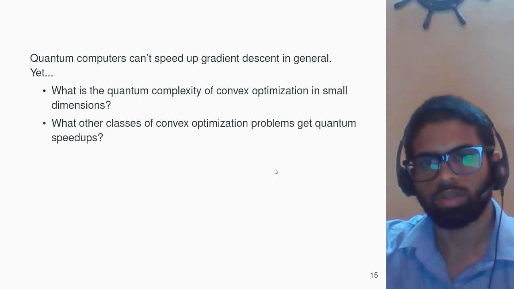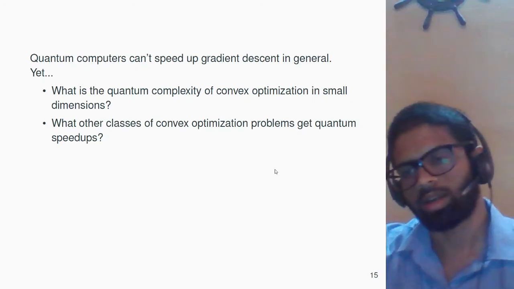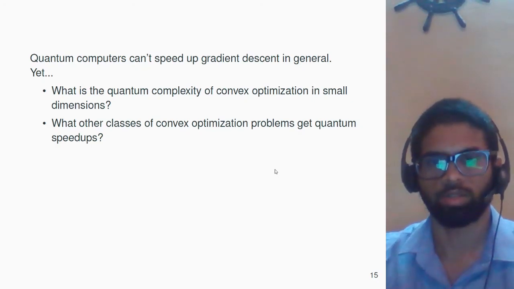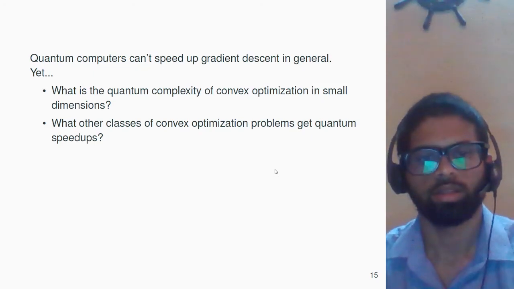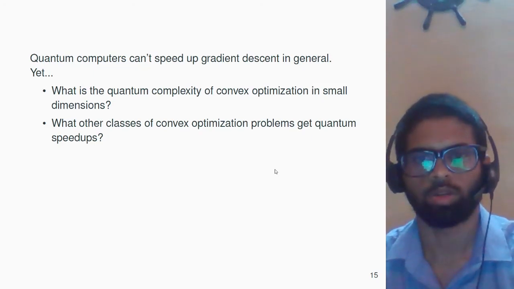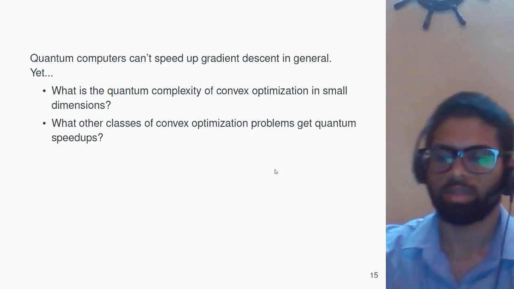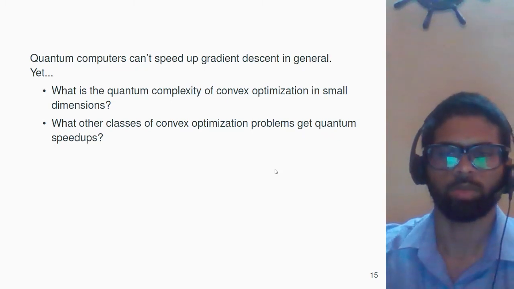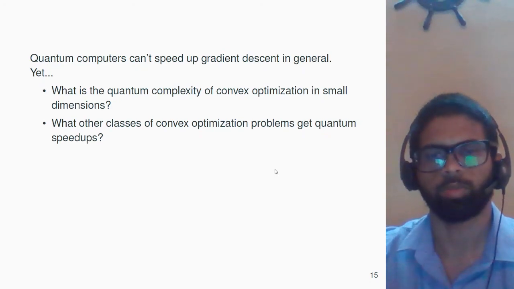What other classes of convex optimization problems would get quantum speedups? We know that there are convex optimization tasks, like semidefinite optimization, that do get quantum speedups, and we know that our first randomized lower bound did also get a quantum speedup. But we don't really have an idea of when exactly you do get quantum speedups and when you don't. So some clarity on that would be nice.